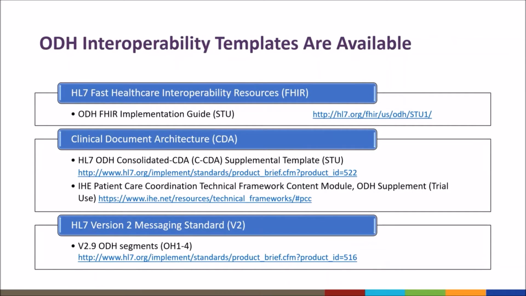ODH templates are available in the three main types of interoperability standard formats for health IT systems. The newest and most rapidly gaining in popularity is FHIR, which stands for Fast Healthcare Interoperability Resources. Clinical Document Architecture, or CDA, is also frequently used to share clinical information. And the V2 messaging standard is most often used to share laboratory information and for some public health data sharing in the US.